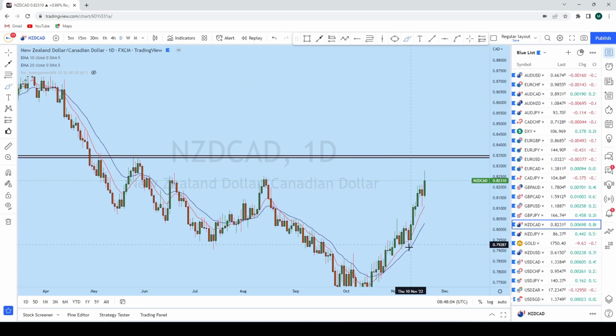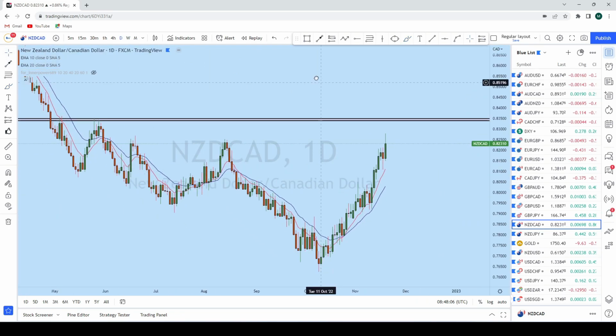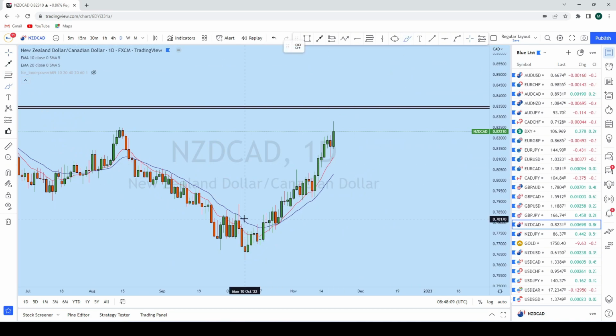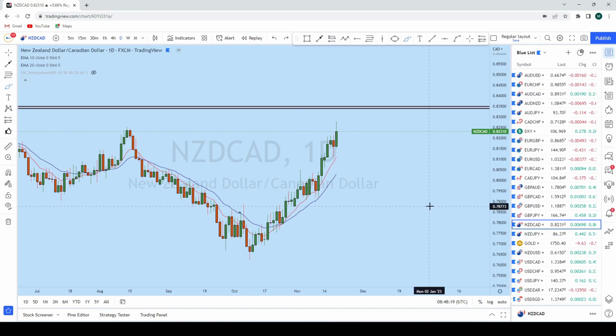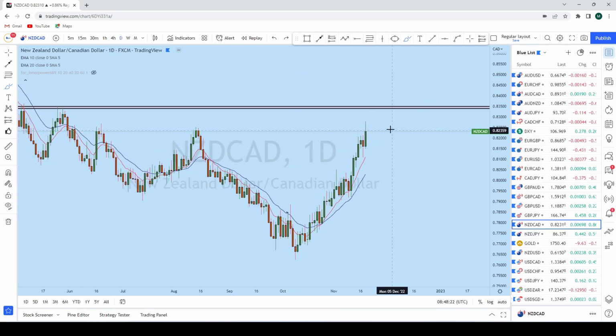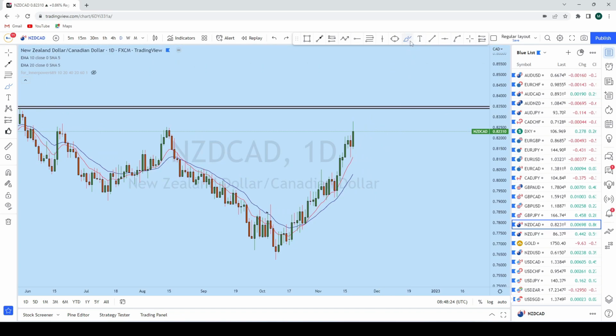Now on the daily perspective, this is also a bullish market structure with an inverted head and shoulders that has broken out, creating a series of higher highs and higher lows. So what can we expect on NZDCAD? This is the daily candle. As you can see, it's a bullish candle. After a little retracement, we might see another push to the upside on NZDCAD.